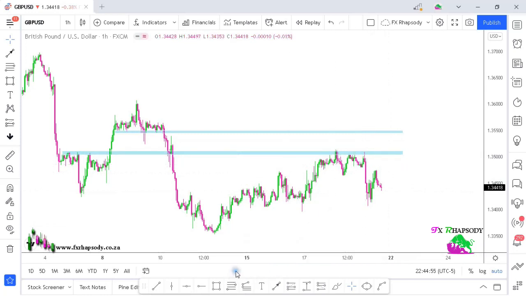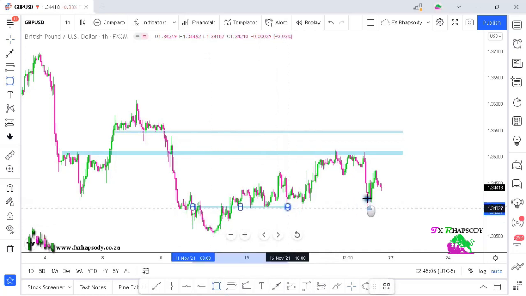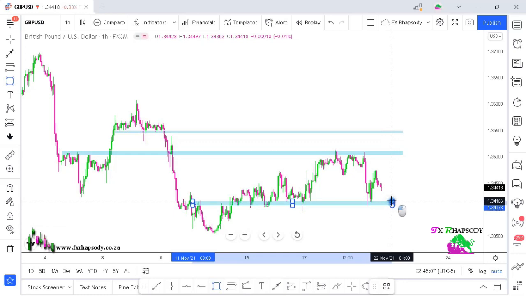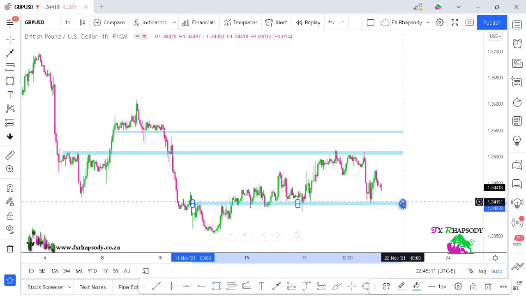All right, and then another key area for me is the obvious one at the bottom. It's over here, where you can see price coming into this area, just expanding a little bit.